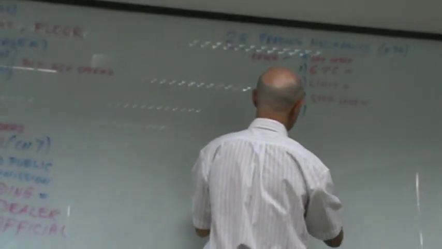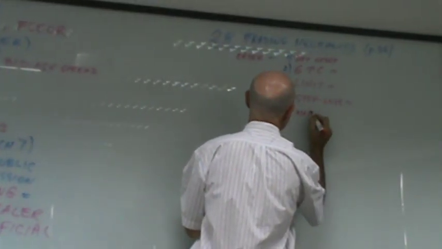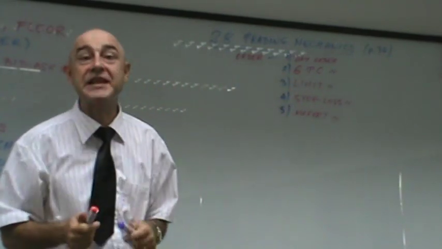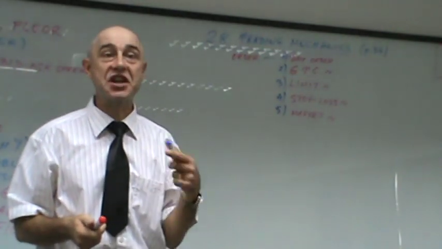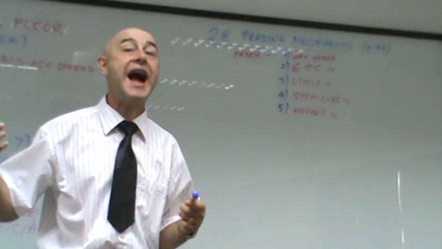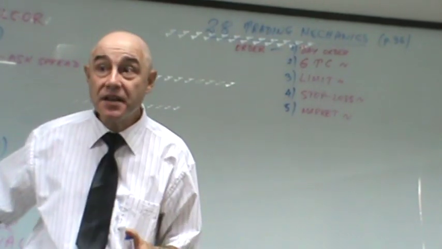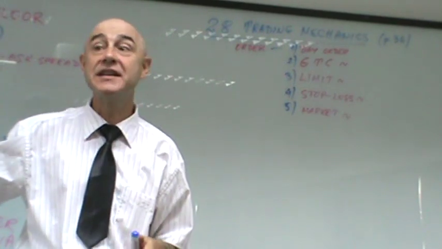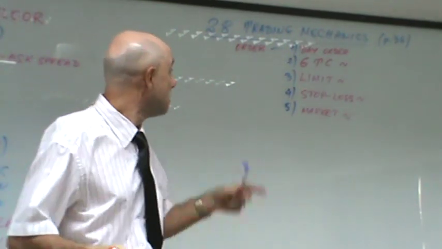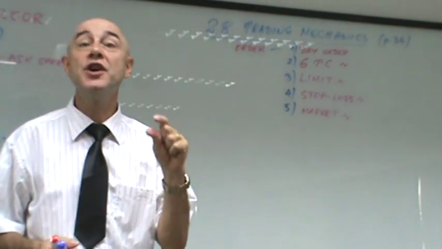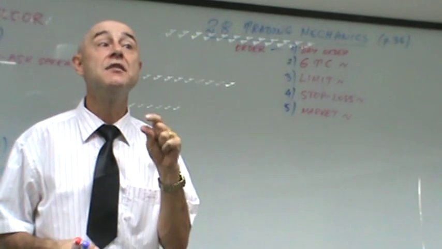Market. Market order simply means execute at the current bid or ask. Buy at the current ask, sell at the current bid. Market means it will execute immediately at whatever the market is at the moment. Okay?